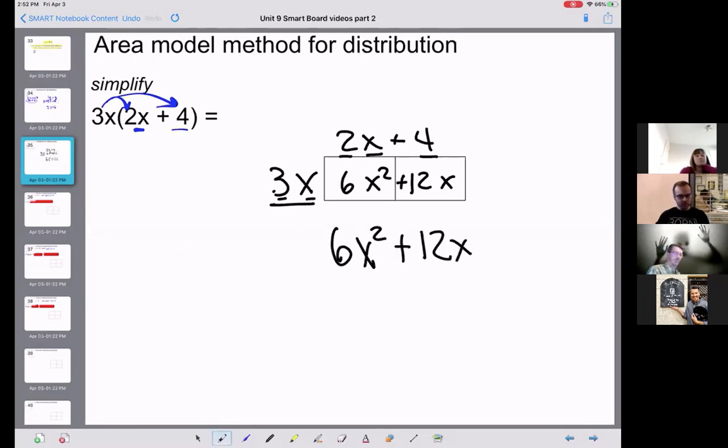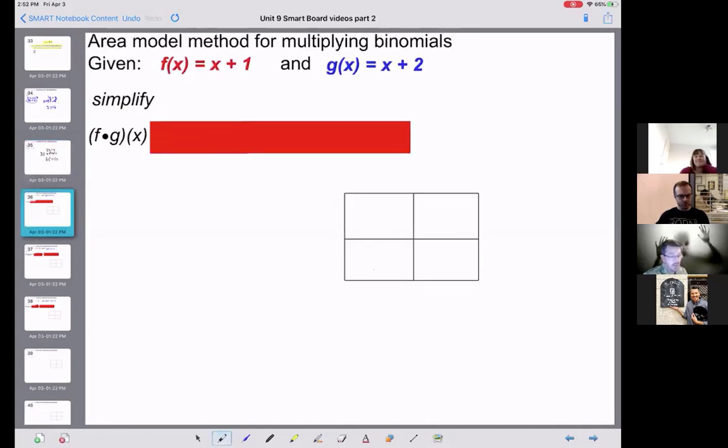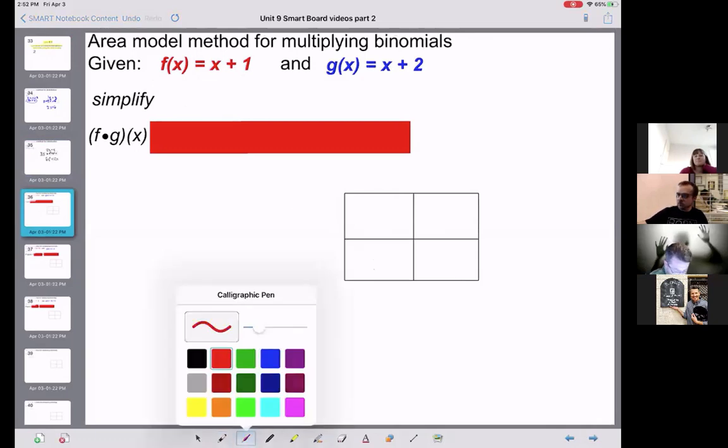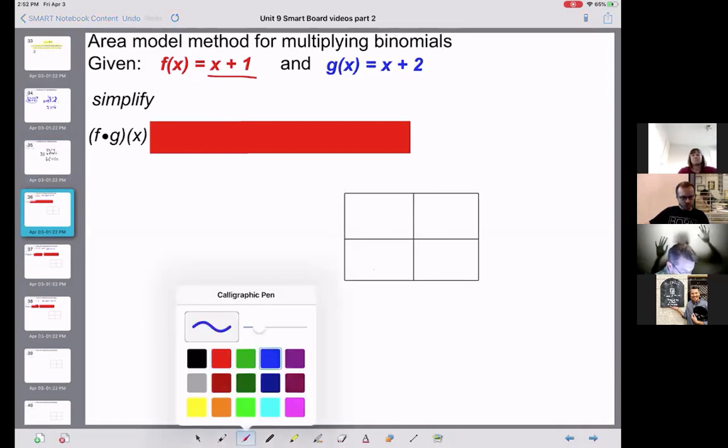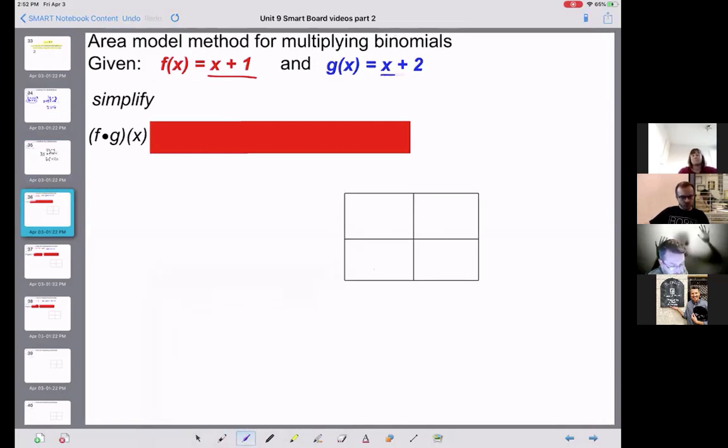And so you're saying, Mr. Craig, Mr. Nelson, Ms. Johnson, why are you showing stuff that you've done before? Because that leads us to this. We have talked about multiplying functions before. So we've done f times g before, but this time we have function f, and function f is x plus 1, which is a binomial. And then we have function g, and function g is also a binomial. So this starts to get a little more difficult.